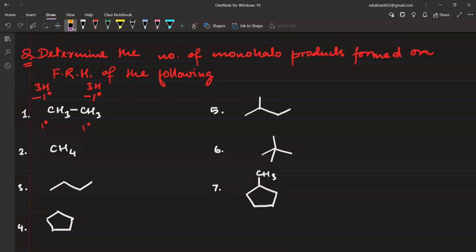And since hydrogens are attached to carbon, we are having 6 hydrogens, but all of those hydrogens are the same. That is why we are only having one type of hydrogen. So we'll get only one product, one monohalo product. Got it? Yes, sir. So you have to first of all identify the degrees. Then for each carbon atom, write what groups are attached. And if the groups attached are the same, then only you will say that they are the same. Otherwise, they are different.